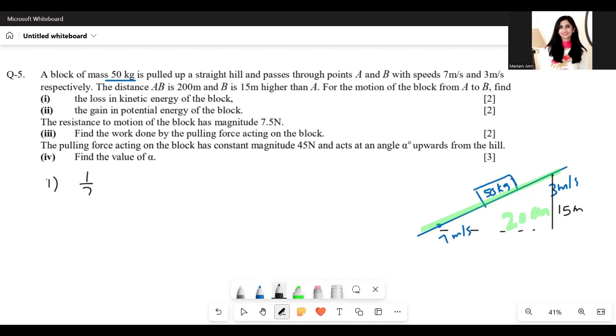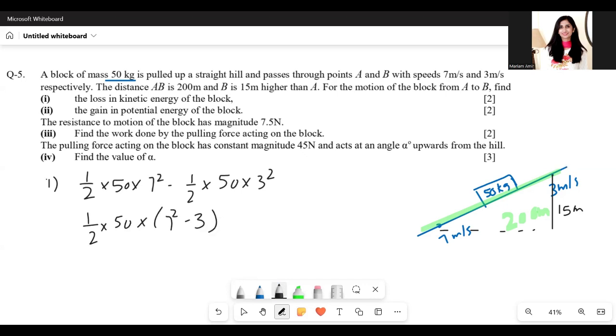So that's going to be half times m times the bigger speed, 7 squared, minus half times m times the smaller speed. It's easier to take half and 50 common and just do 7 squared minus 3 squared inside the bracket, which gives us 1000 joules. Okay, this is the loss in energy.